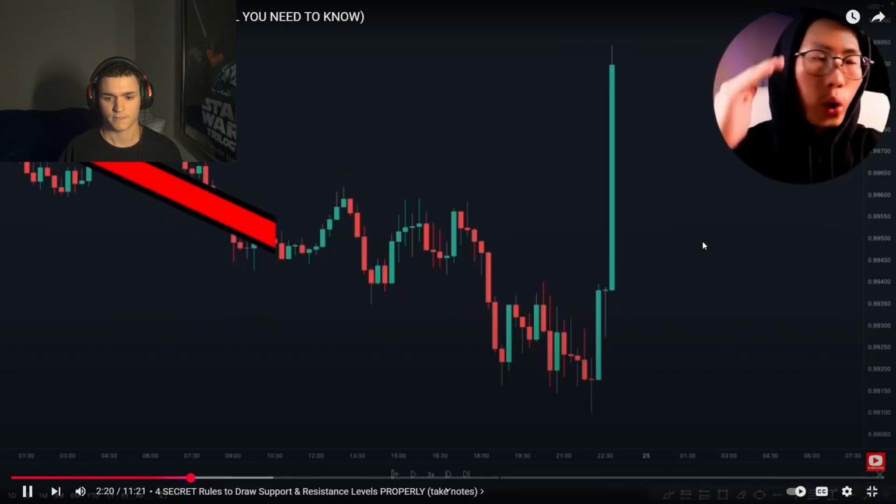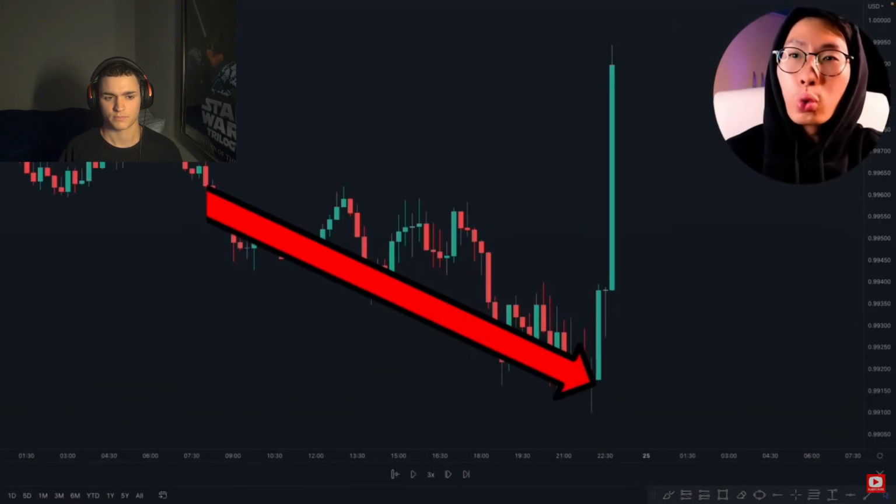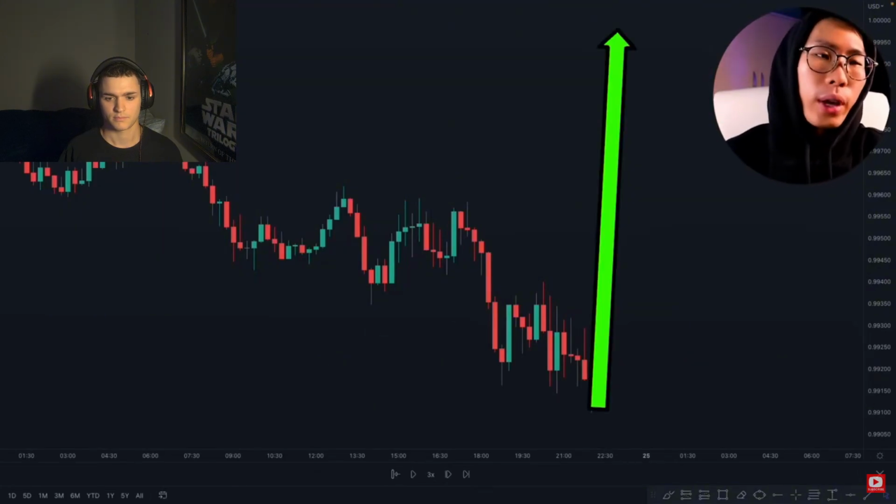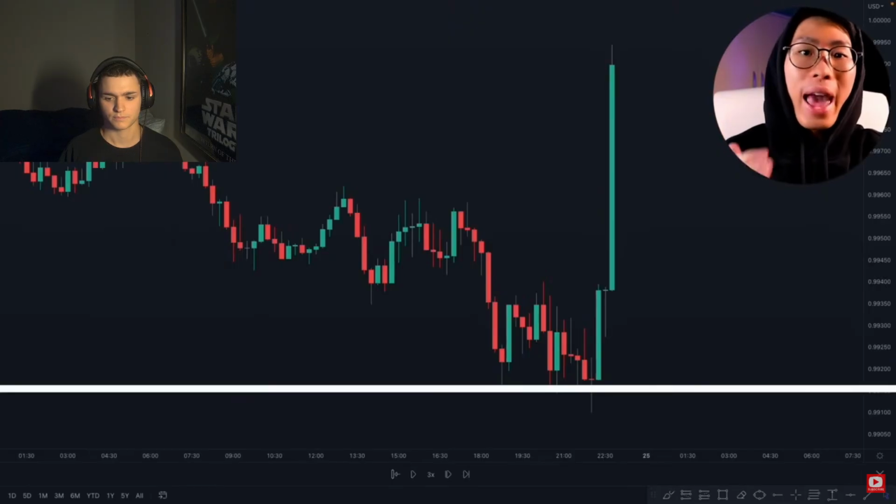You can see that price has been going down. It has just been a downtrend, and then it went back down to this area right here and then reversed and shot back up significantly. So what you can do in this case is draw a support level at this swing low.